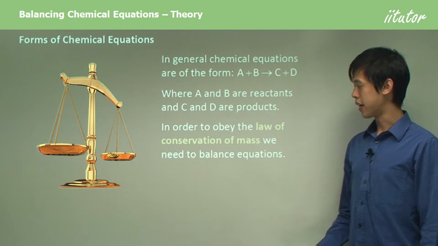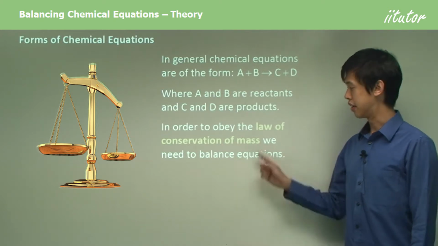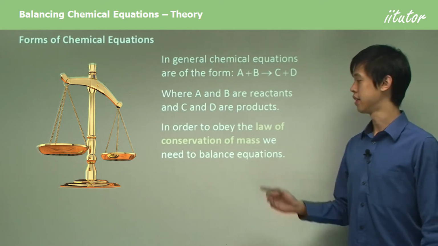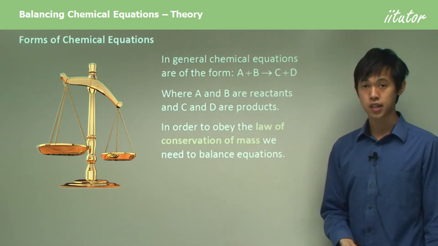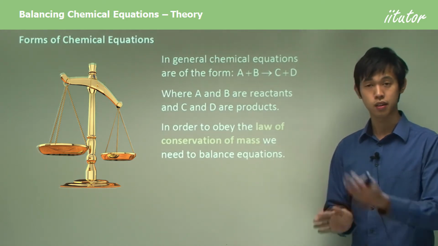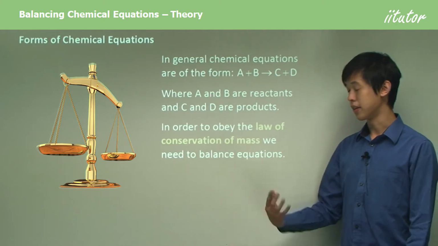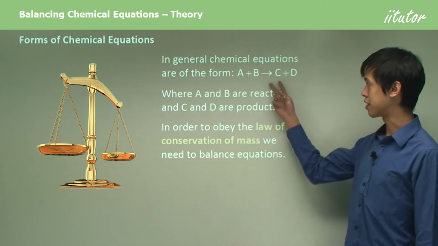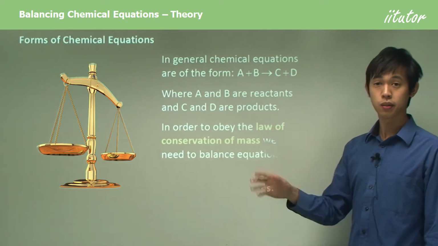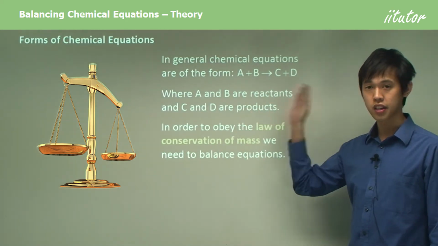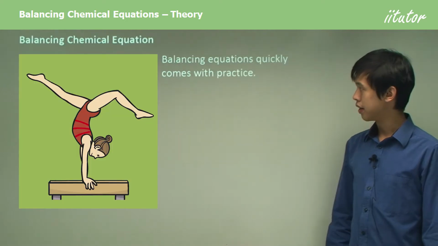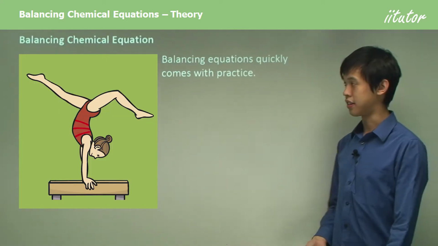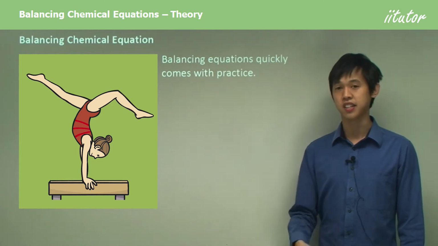So in order to obey the law of conservation of mass, for instance, mass just can't disappear. That doesn't happen. That's what the law of conservation of mass is, that mass must be constant on both sides. And so we need to balance equations to do this, okay? So we need to balance this equation somehow so that we have equal numbers of atoms on either side, okay? Balancing equations quickly comes with practice, and I can't stress this enough. The more practice you get at it, the faster you'll be.